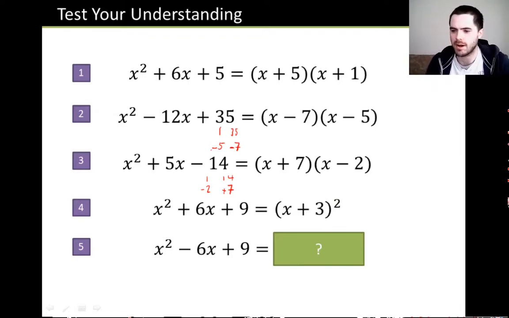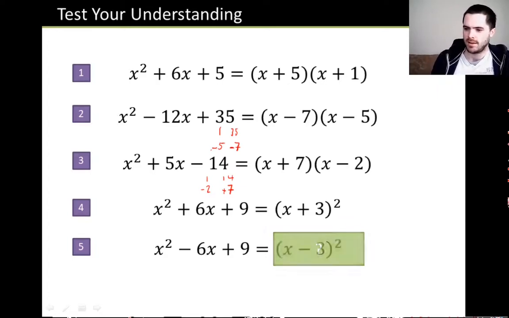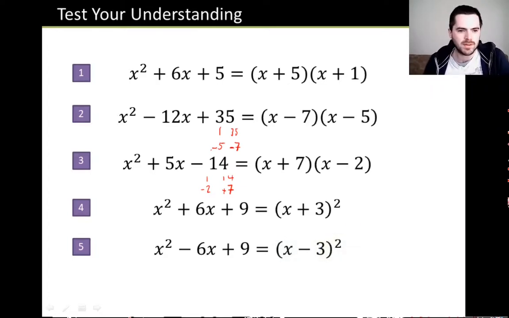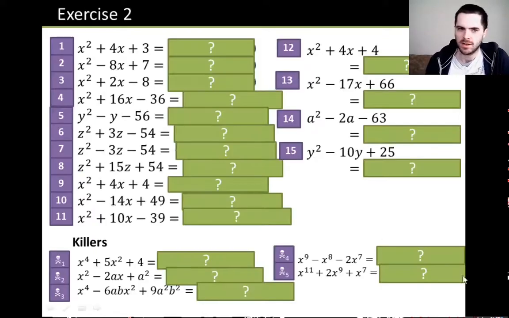And what about down here? What about x squared minus 6x plus 9? Well, that's just the same, but in reverse. X squared minus 6x plus 9. Minus 3 times minus 3 is positive 9. And minus 3 minus 3 gives us minus 6.